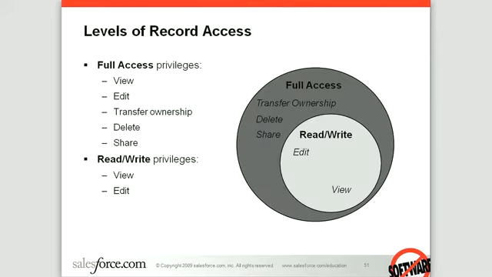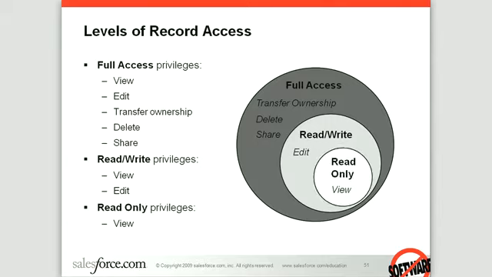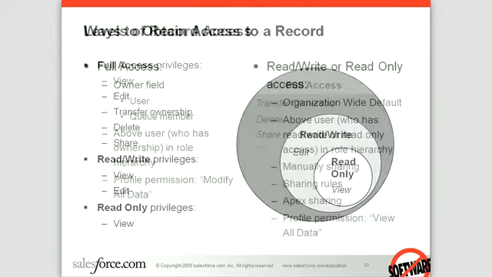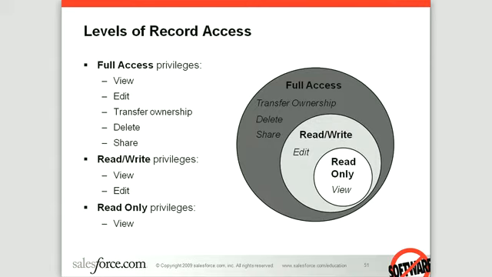You can also have read-write privileges. If you have read-write privileges, you can do 2 things: you can view and you can edit that particular record. And then finally, read-only, so you can only view this record. All right, so 3 levels of access.